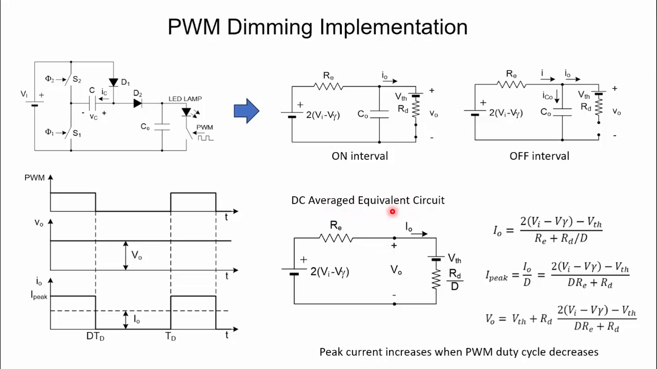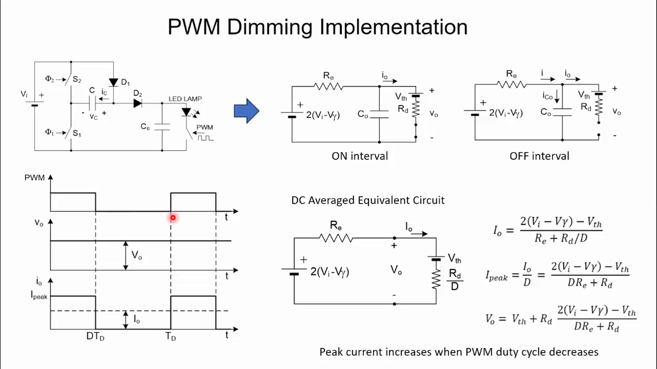For this average equivalent circuit, what we have to do is to average the value of the series resistance of the LED, and then we can obtain this value here, RD over D, where D is the PWM dimming duty cycle. And then from this equivalent circuit we can obtain the average current that is going to circulate through the lamp, the peak value of the current, and also the average voltage that we are going to have across the lamp.